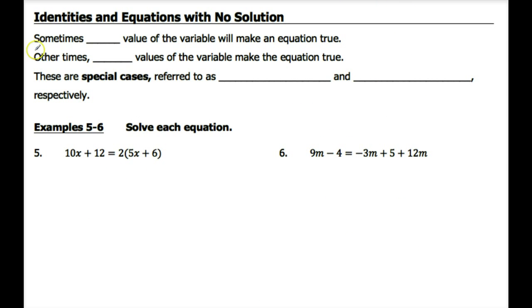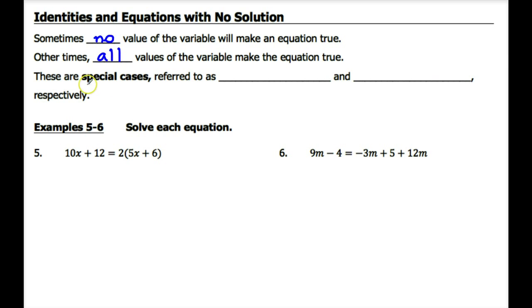Okay, now there are a couple of what I call special cases whenever you have a variable on both sides. And so that's what I want to look at here for the last couple of examples. There will be times when you're solving an equation and no value, no number for the variable makes the equation true. Then other times you'll solve an equation and all values will make the equation true.